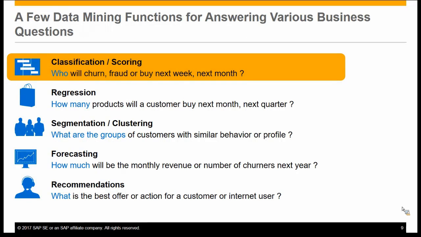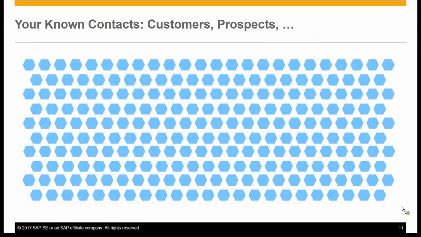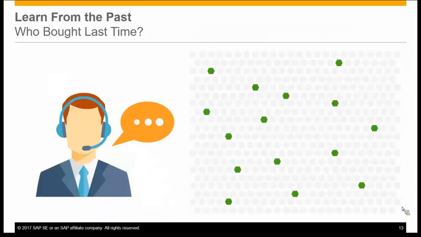And now going deeper into the classification, where I'll show a brief example, coming back to the case where we optimize the telephone campaign, where you have many, many contacts that you could possibly call. But of course, time is limited. We have a restriction here, a bottleneck. So who should you call first? Who should you invest your time on?